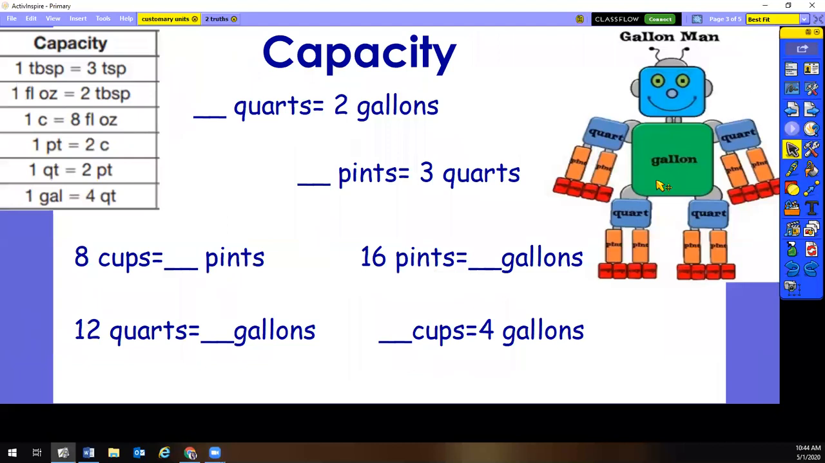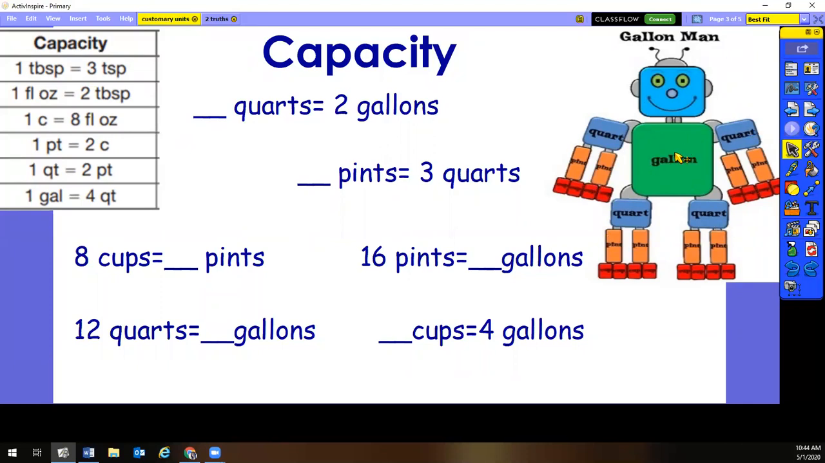I want to introduce you to one of my favorite characters for capacity. This is Gallon Man, and Gallon Man is a little example for us to remember our cups, our pints, and our quarts, and how many there are in a gallon. So let me explain Gallon Man. This is 1 gallon. This would be how much is in 1 gallon.